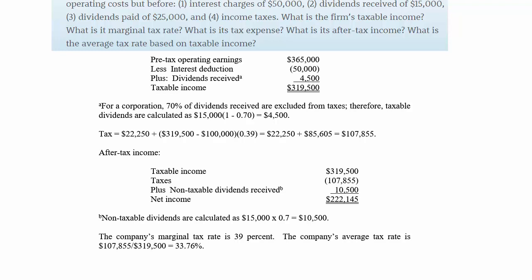Okay, now adjusting the screen again, you can see how we tackle the marginal and the average tax rate. Well, the company's marginal tax rate is 39%. That was this number right here, the 39% that we got from the tax table. Remember, the marginal tax rate is the rate you pay on the next dollar of income or the last dollar of income. That's your marginal tax rate. And the average tax rate is when you take the total tax, in our case $107,855, and you divide it by taxable income, income subject to tax, $319,500, and we come up with 33.76%.